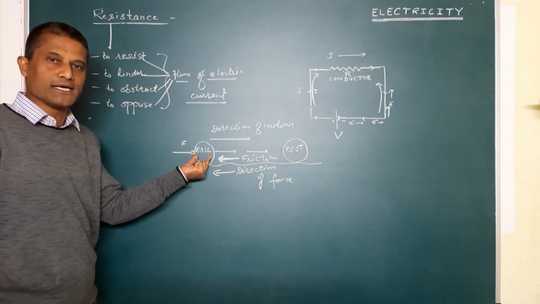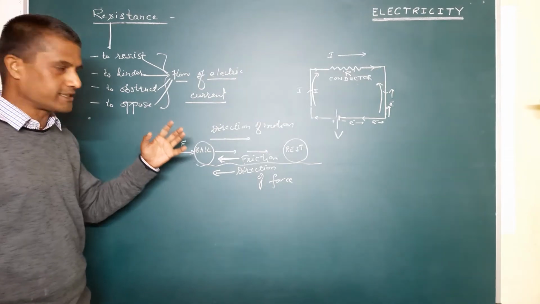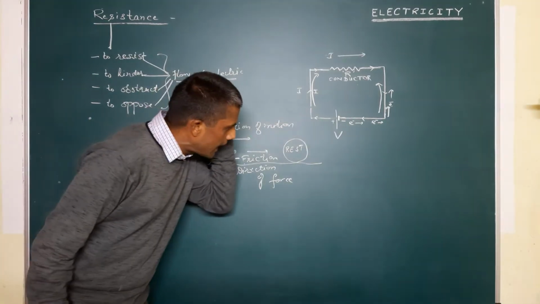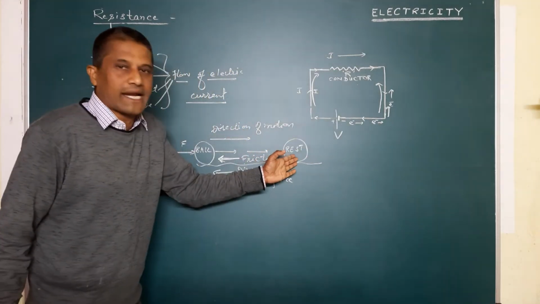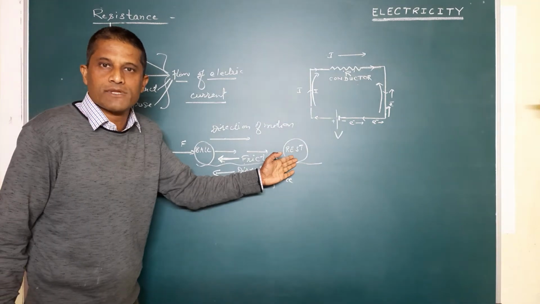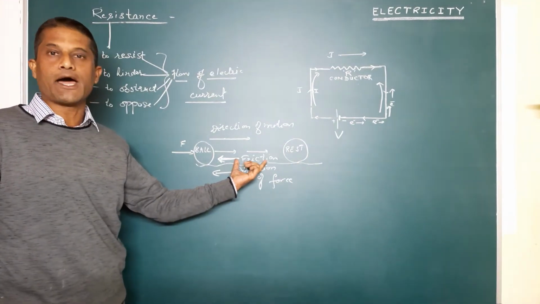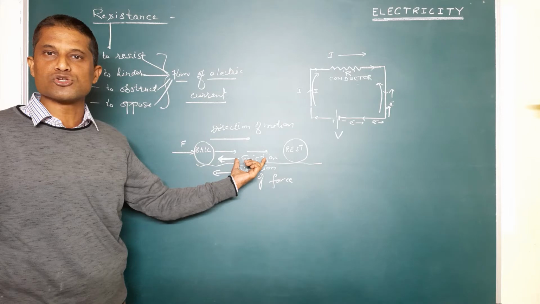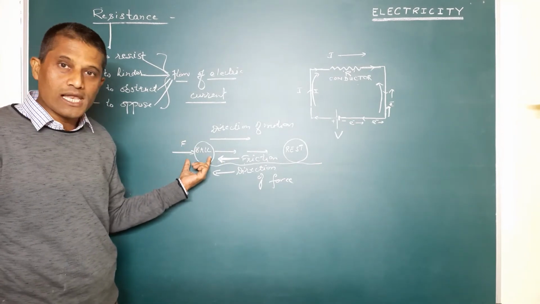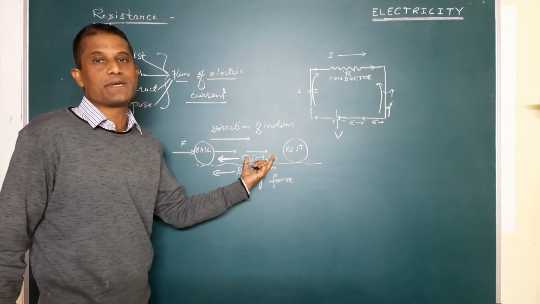As in the case over here, you have kept the ball rolling, but it came to a grinding halt after some time, because there was an opposing force which opposes the motion of that ball. And that opposing force was named as friction.